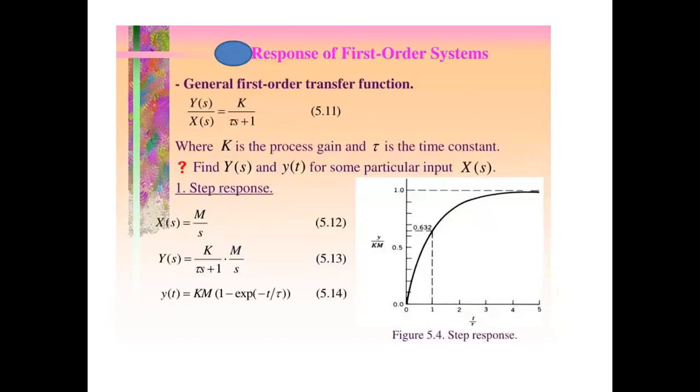So what is the response of first order systems? We'll have a general first order transfer function: Y of s divided by X of s is equivalent to K divided by tau s plus 1, where K is the process gain and tau is the time constant.